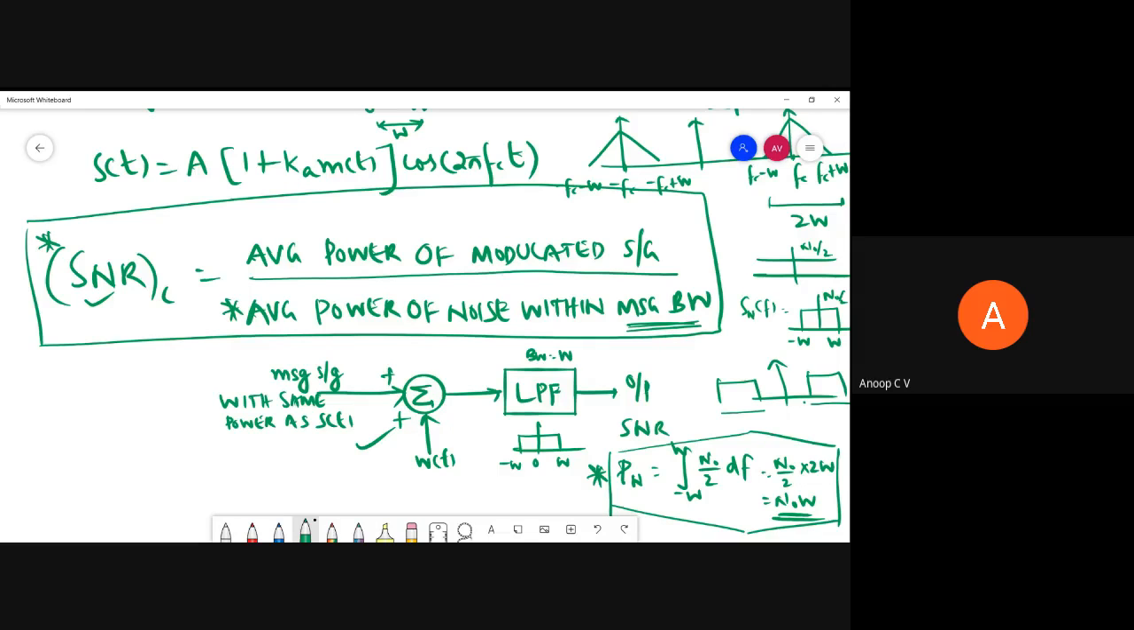Why? Because when we are comparing different modulation schemes, they can have different bandwidths, right? So when we compare the input side, it should be similar, it should be comparable. That's why we are considering average noise power within a message bandwidth. If you consider noise power within the modulated signal bandwidth, it will be different for different modulation schemes. So that's why we are defining channel SNR or input SNR like this. Please do keep in mind.